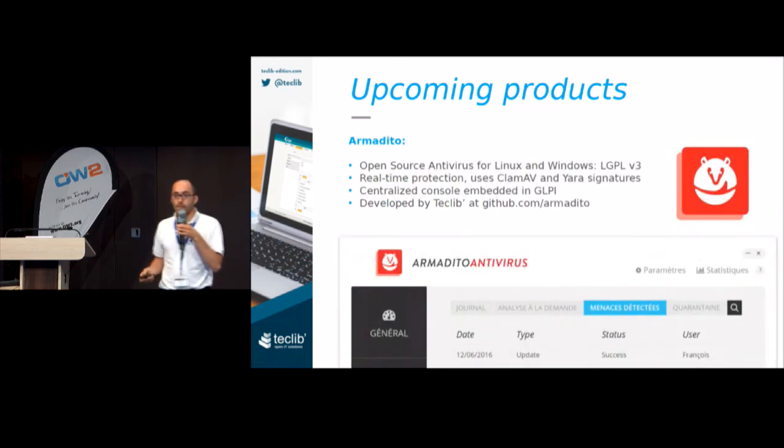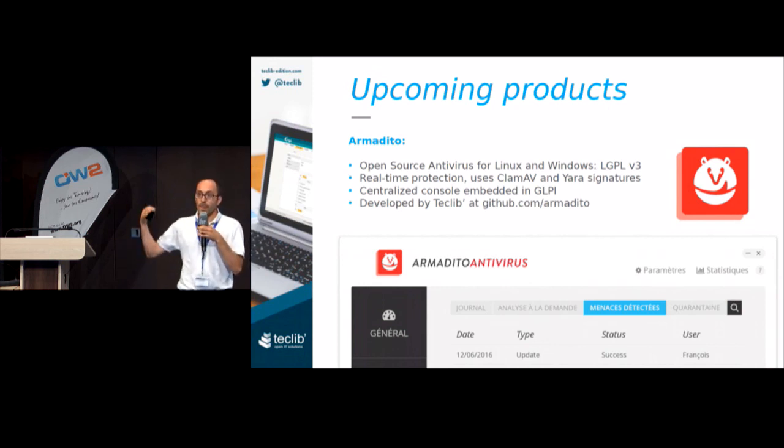And the second project, for maybe next year, is Armadillo. It's an open source antivirus for Linux and Windows with real-time protection, and it uses two engines, ClamAV and YARA, for signatures, and the console for managing antiviruses is GLPI. So that's why for us it's very important to rewrite GLPI and make it a modern application, because in our strategy we want to add more products based on GLPI, on top of GLPI.